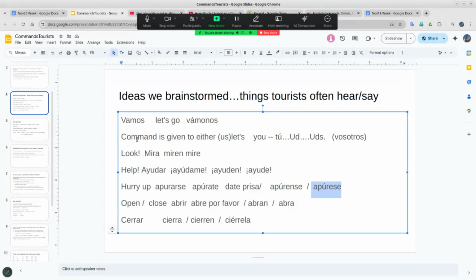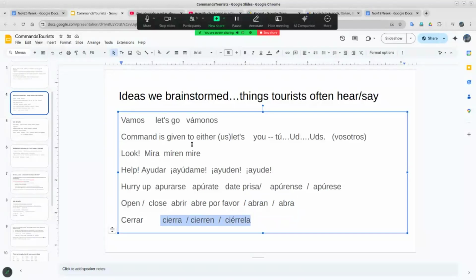Open or closed. Abrir is an IR verb. Instead of abres, a tú form, we just get rid of the S at the end to say open. Abre, por favor. Abre la ventana, por favor. Abre la puerta, por favor. Okay, bien. But usted commands or ustedes commands are going to take AR type endings. This is not what you expect, right? Abran or abra.